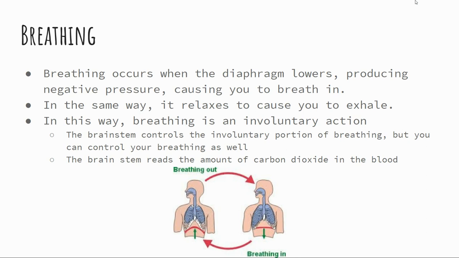The brainstem reads the amount of carbon dioxide in the blood, which is going to dictate how fast or slow you're breathing. So your brainstem is going to check your levels, so to speak, in your blood. So when you take a deep breath in, you feel like your chest is getting larger. Okay, that is your diaphragm expanding downward.